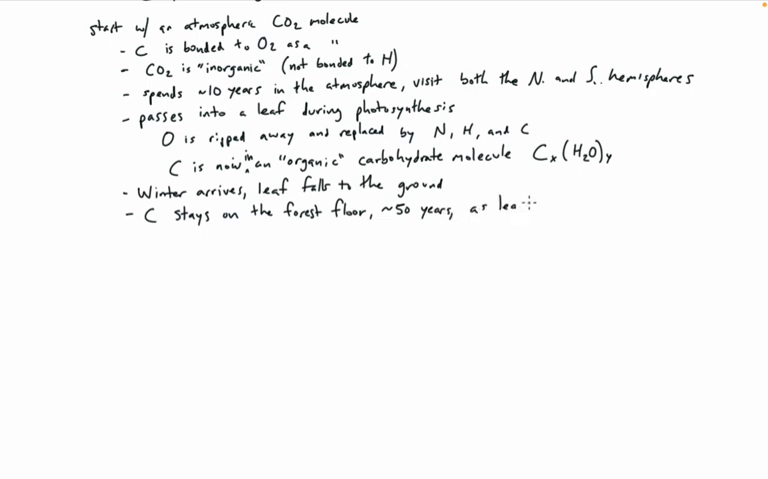As the leaf decays, it turns into soil. And as part of that process, some bacteria decompose it. Basically, they eat the carbohydrate. And they release carbon as carbon dioxide again, back into the atmosphere.